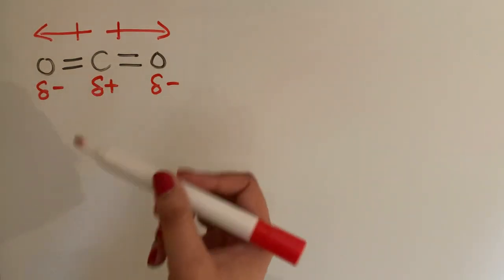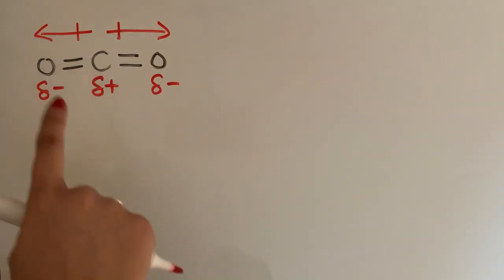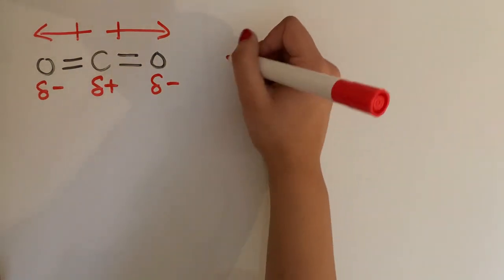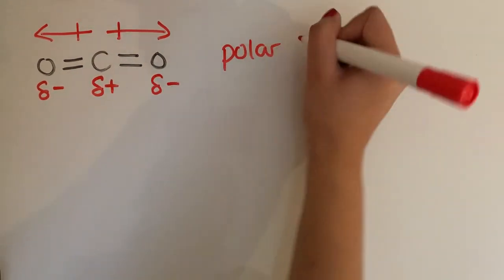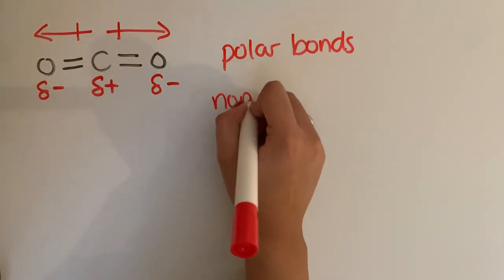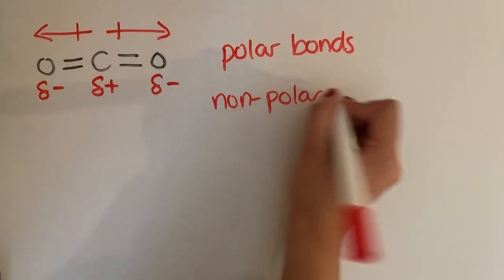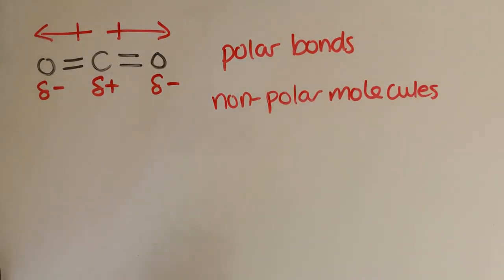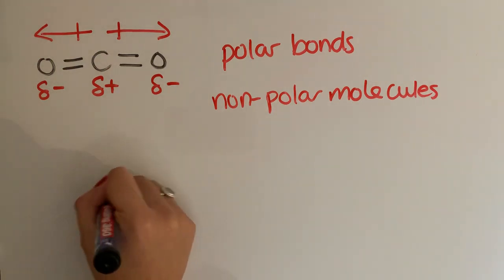Because they cancel each other out, overall, this molecule here is not a polar molecule. So this molecule has polar bonds, and we can see that with the dipoles. But overall, this is a non-polar molecule because the dipoles cancel each other out. I'm going to show another example of that.